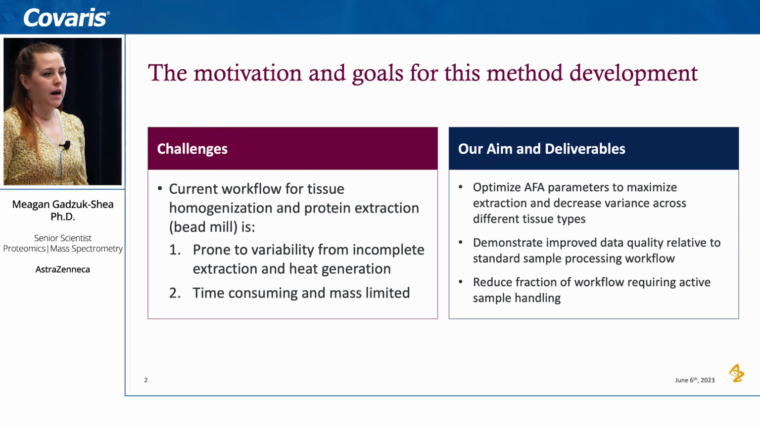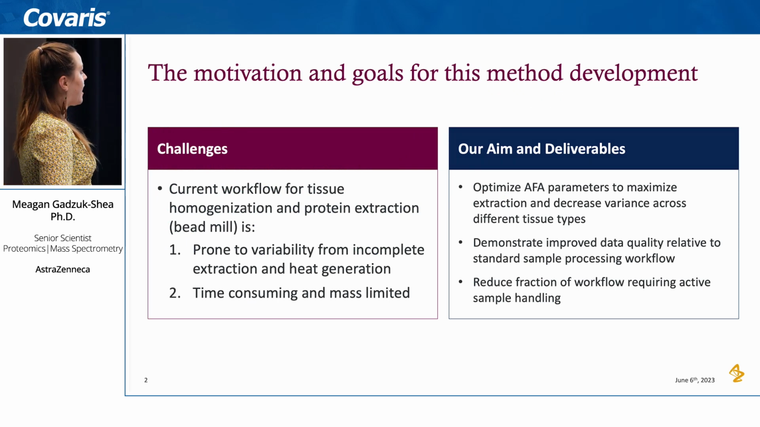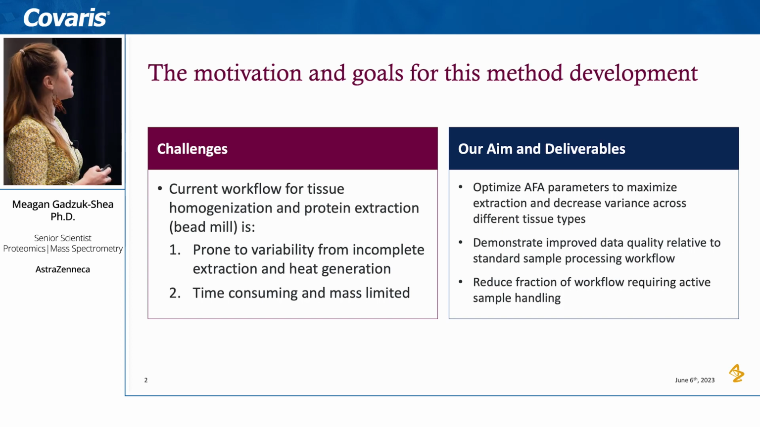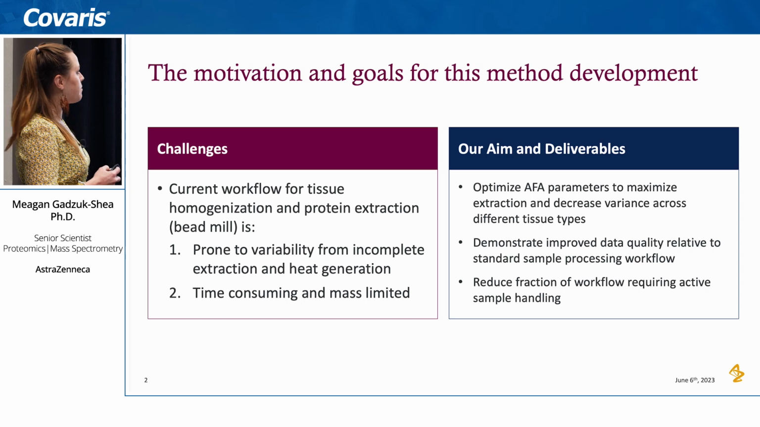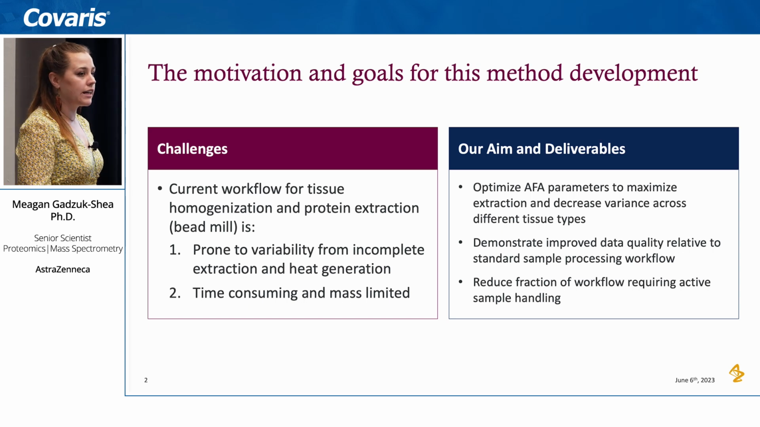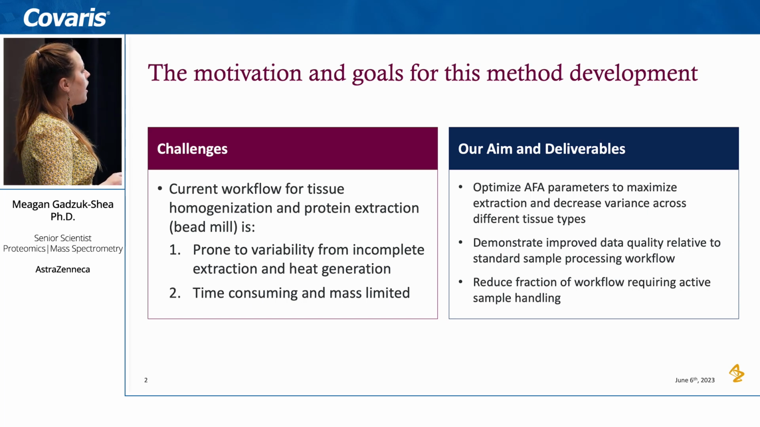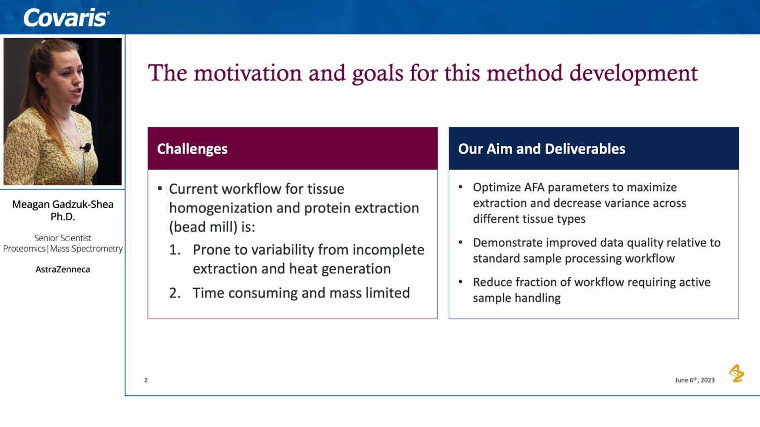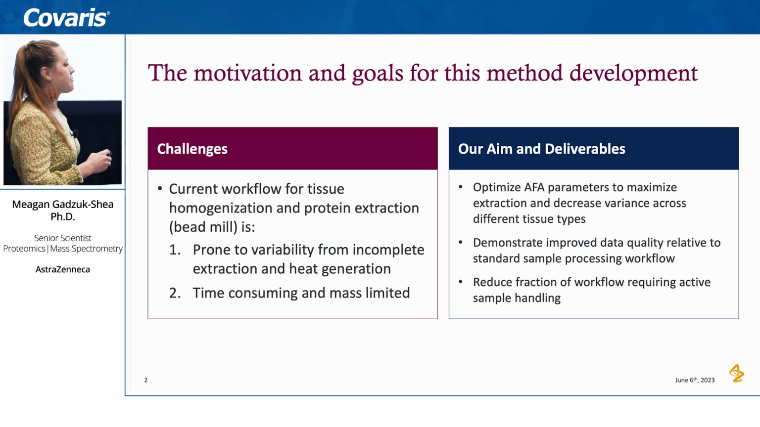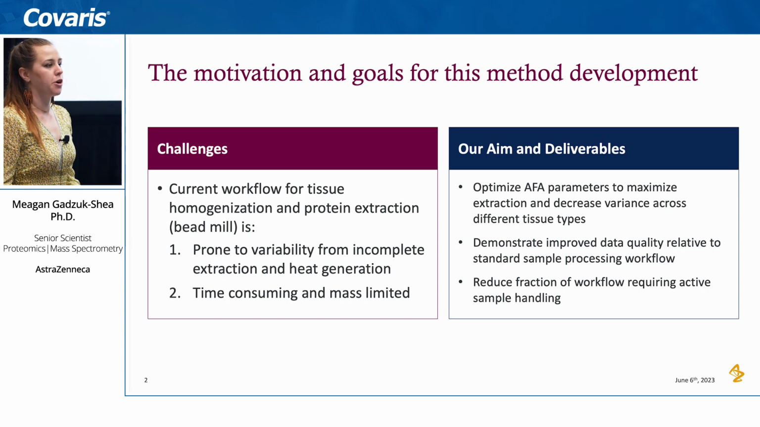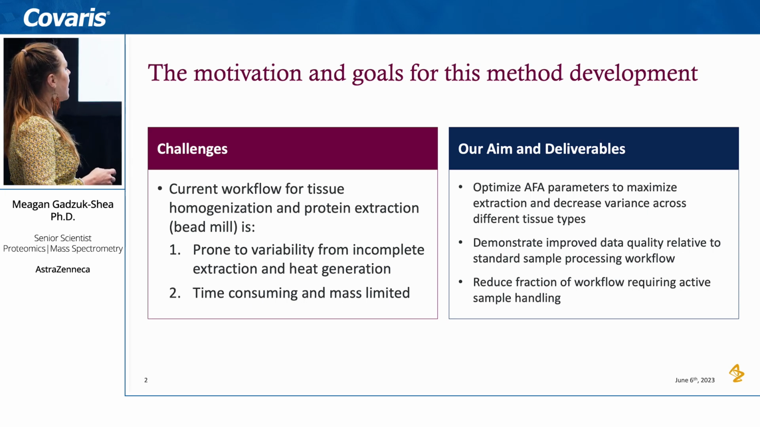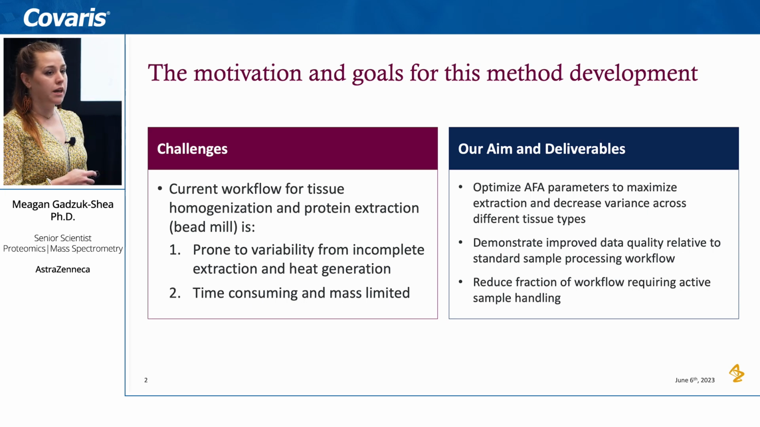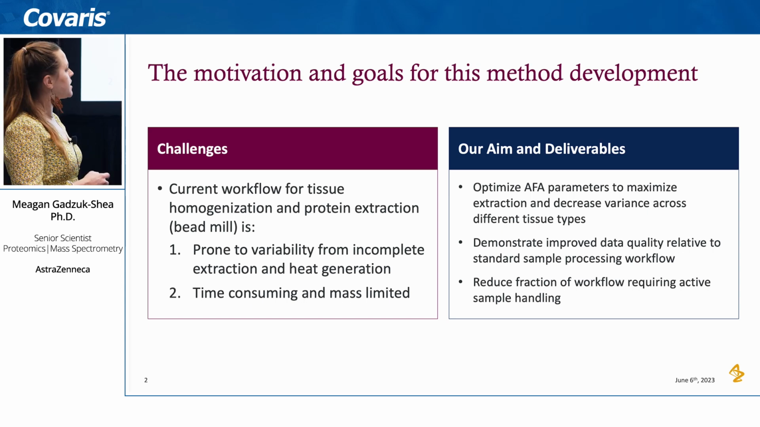So the motivation behind the work that Juan and I have been doing is that our current workflow for processing tissues, which is using bead beating with a bead mill, is prone to variability from incomplete or inefficient protein extraction, as well as pretty significant heat generation in each cycle. Heat generation can damage your proteins, which is going to affect your downstream confidence in your data. Furthermore, it's pretty time consuming. There's a lot of hands-on steps.